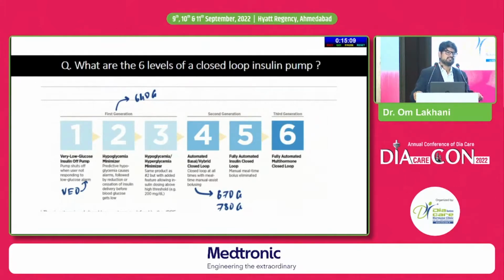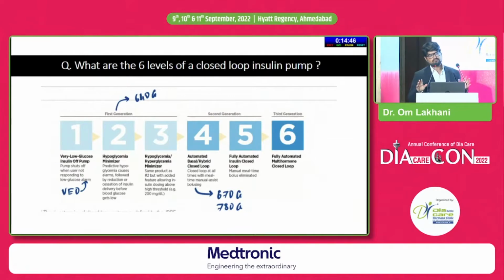So what this does is that if your sugar goes low or it's going towards low, predictively it shuts off the pump and reduces the insulin dose or closes it. But if the sugar goes high, it can calculate, recalibrate the dose and increase the basal insulin dose, right? So this is an automated basal or a hybrid closed loop device. And then the next generation would be a fully automated insulin closed loop device.